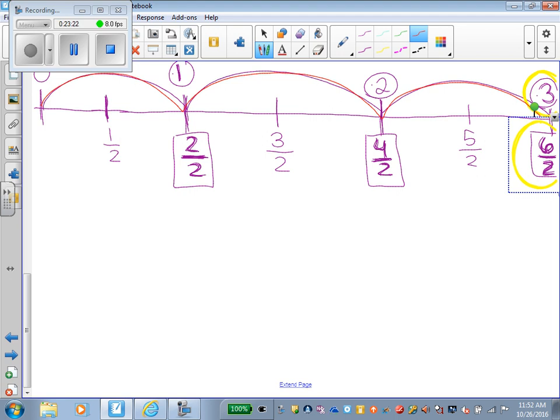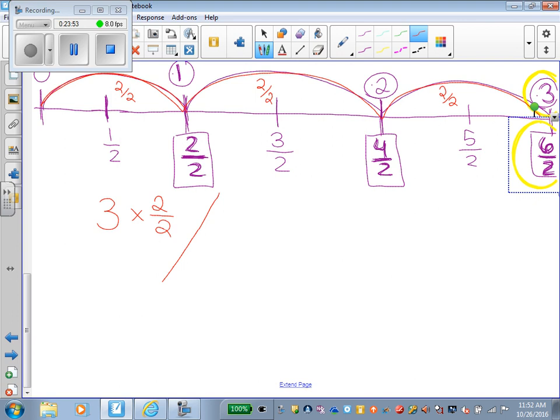How many times did I move 2 halves? 3. So I have a repeating 2 halves how many times? 3. So then my multiplication can be 3 times 2 halves. There's my multiplication sentence. Okay?